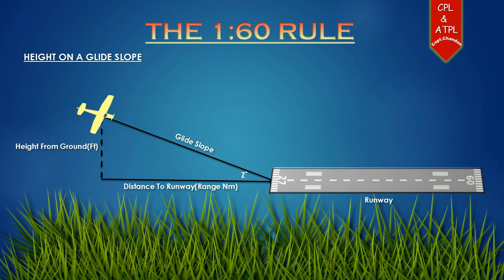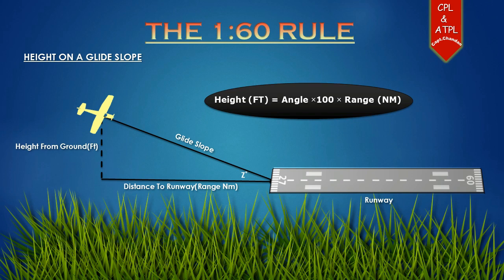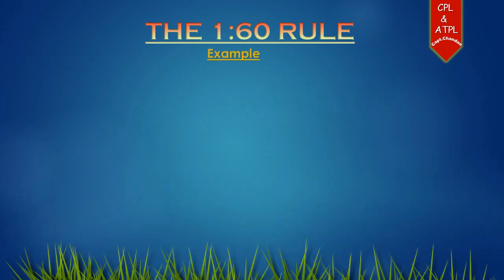But I will give you a thumb rule so that there is no need to convert units. Here, height equals angle times 100 times range. You can directly enter the values in this formula. If you put range in nautical miles, it will give you height in feet, and putting height in feet gives you range in nautical miles.